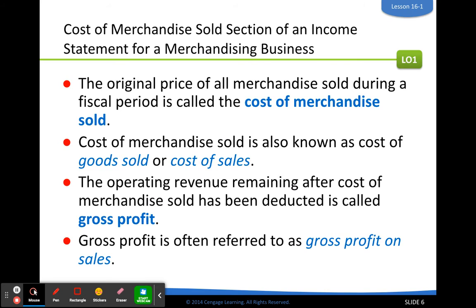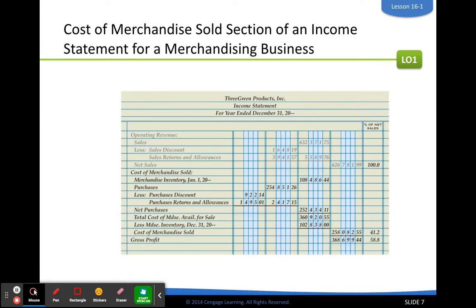Those balances come from the adjusted trial balance to ultimately calculate our net sales. Our next section is the cost of merchandise sold. Cost of merchandise sold could also be known as cost of goods sold or cost of sales. This is the cost of the merchandise we're selling. If we're selling t-shirts, what is the original cost that our business had to pay for those t-shirts? When you find the operating revenue and subtract the cost of merchandise sold, you are calculating the gross profit. That is what we are going to calculate in this section.